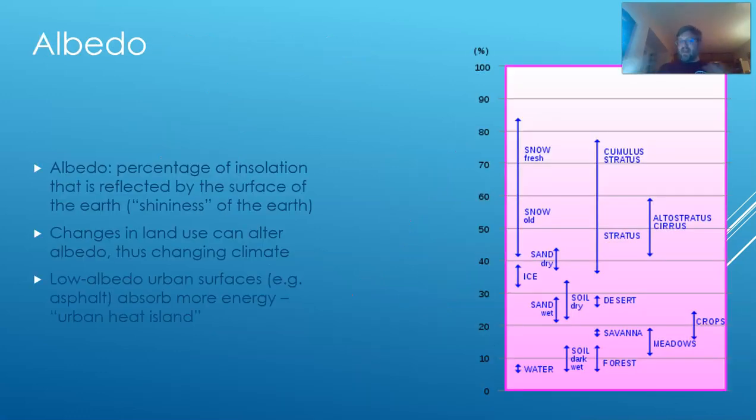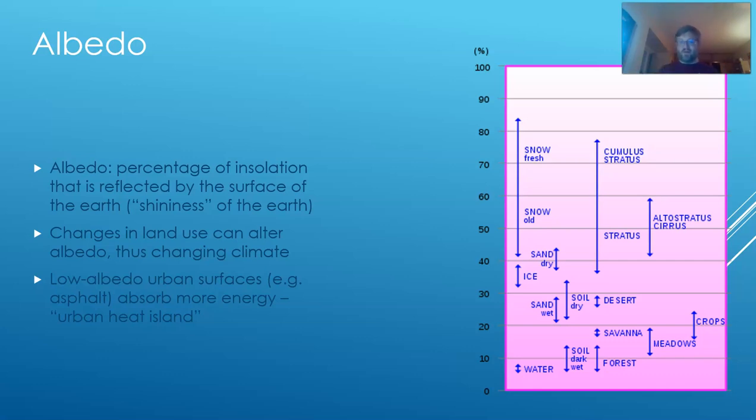So as I mentioned, some of that insolation is getting just reflected back into space. It's not getting absorbed by the Earth. It's not getting re-radiated by the Earth. It's just bouncing off. And to describe the amount of that reflecting of energy that's going on, we use something called albedo. So albedo, it's a pretty simple concept. It's simply the percentage of insolation that's reflected by the surface of the Earth.